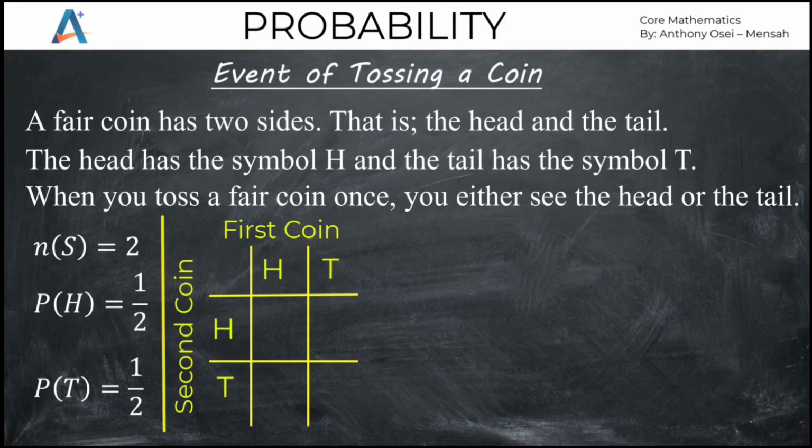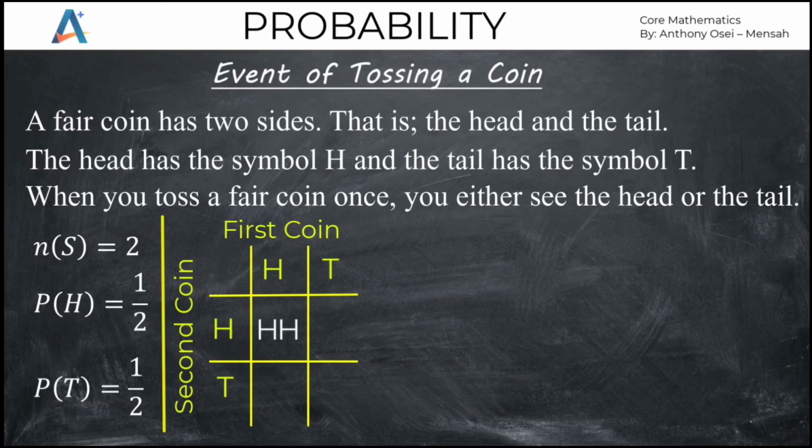Now look at this, let me combine them. When I toss the first coin, I'm seeing head, so head will come. Then I toss the second coin, still seeing head. So this means that the first coin can give you head, and the second coin can also give you head. That is why we call it head-head. Meaning the first toss or first coin showed head, and then when you are allowed to toss again, you still got the head. That is the second coin.